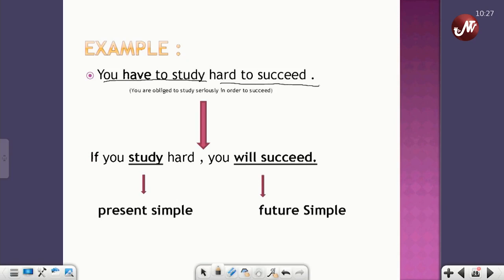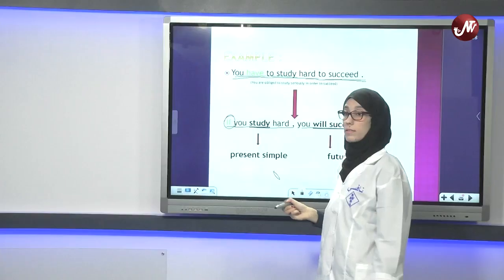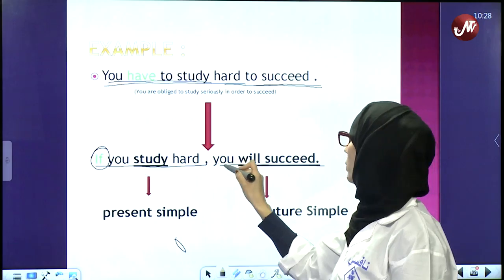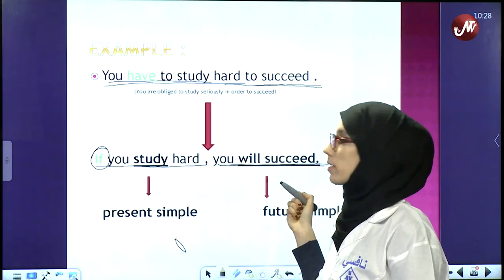And here we have another verb in the infinitive. So this is part, and this is part, but here we don't have any clauses. Let's see the second. If you study hard, you will succeed. We have if, it means this is a condition. If you study hard, so this is the condition, you will succeed. By your result, you will succeed.